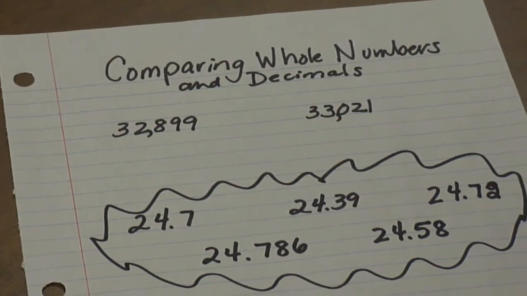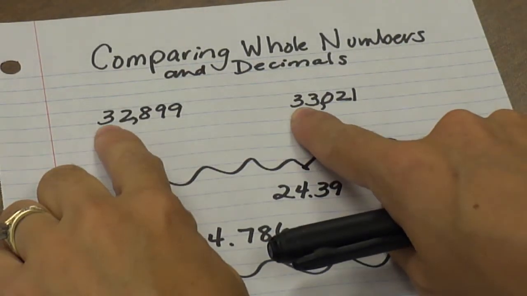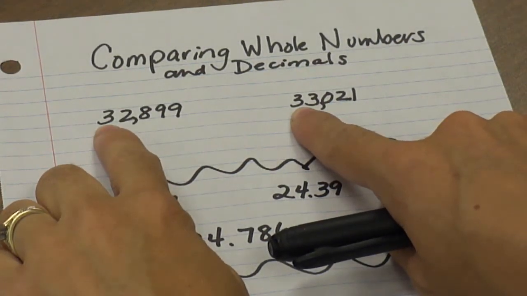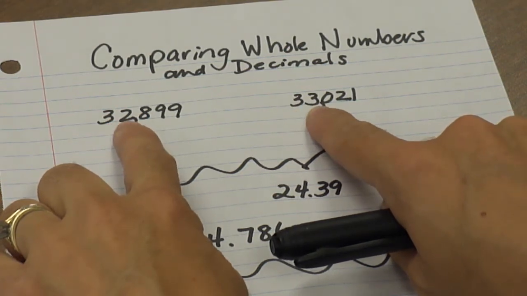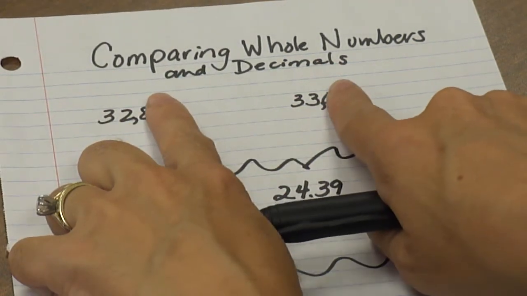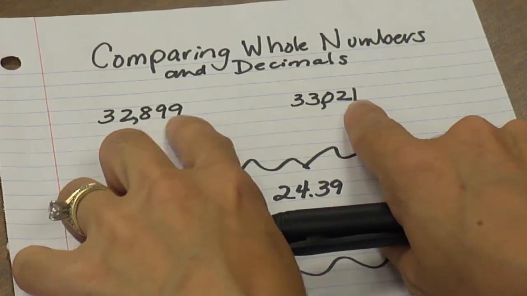When comparing whole numbers and decimals, we simply start at the beginning of the place values if they're the same. In this case, both numbers start in the 10,000s and they both start with 3. So far they're the same value. I go to the next number, I see a 2 and a 3. It doesn't matter what comes after that. I know that 32,000 is less than 33,000, even if these are big numbers.